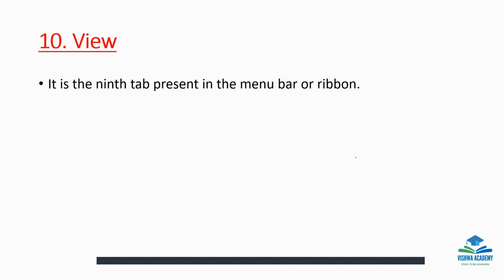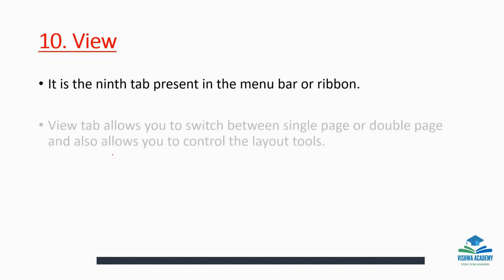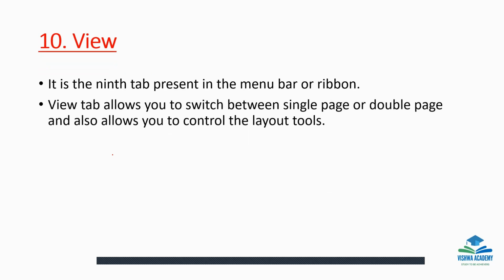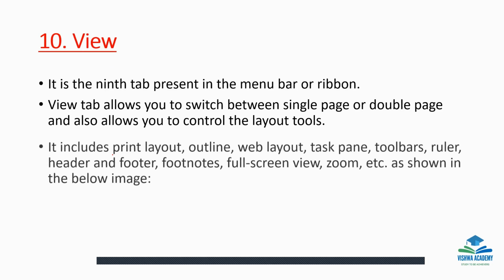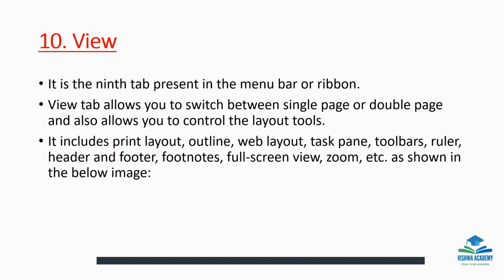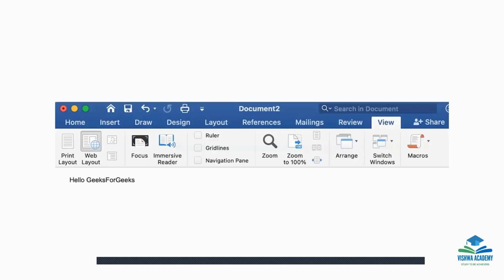This is the last topic, the tenth topic, which is View. It is the last tab present in the menu bar of the Ribbon. The View tab allows you to switch between single page or double page and also allows you to control the layout tools. It includes print layout, outline, web layout, task pane, toolbar, ruler, header and footer, footnotes, full screen view, zoom, etc., as shown in the image. So this is the image which you see.